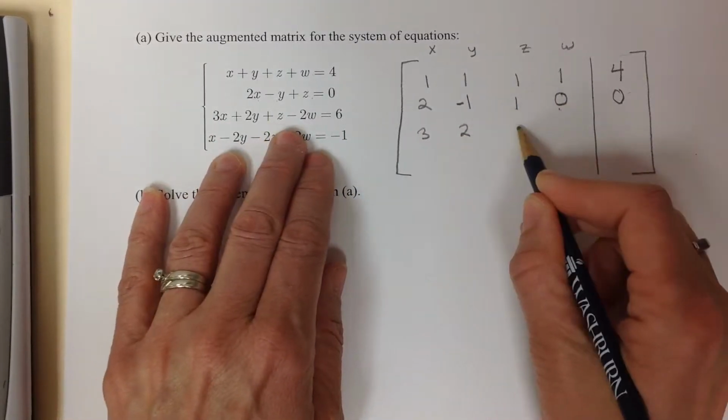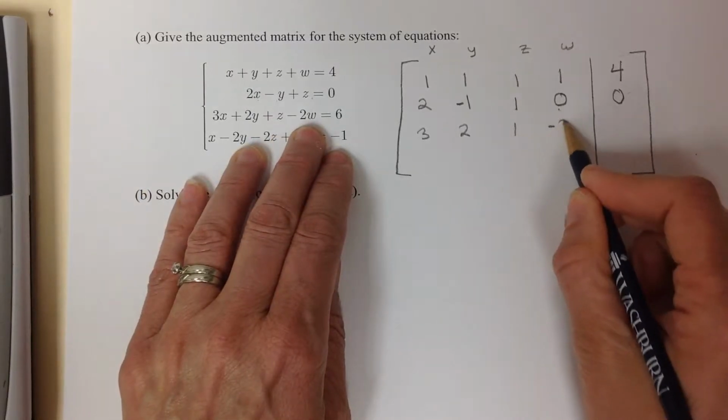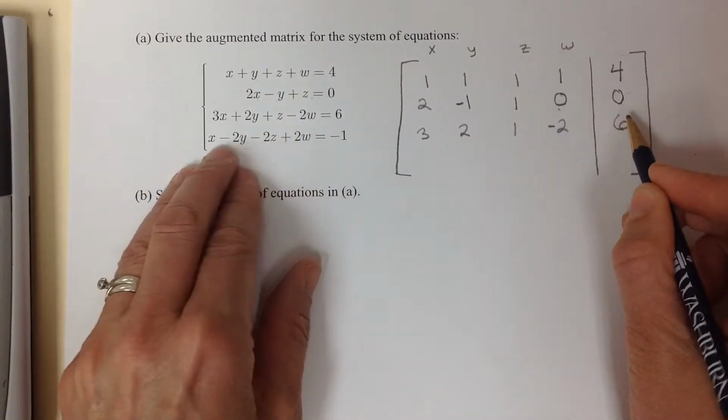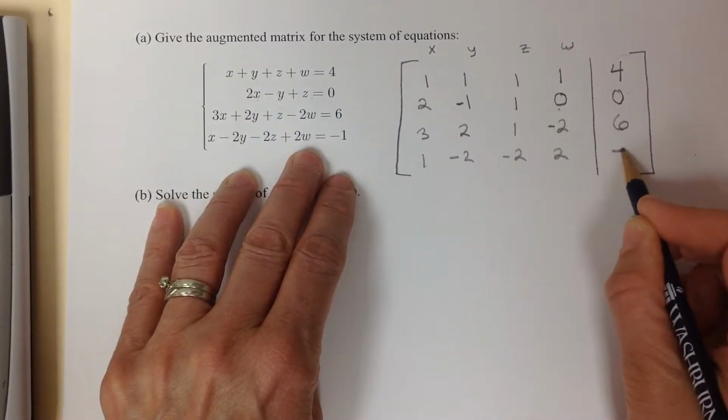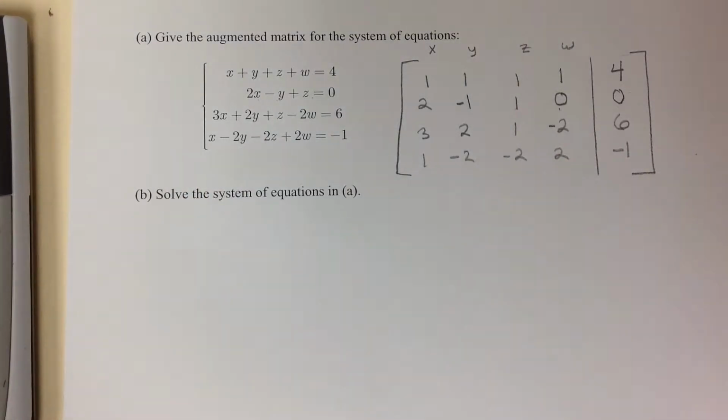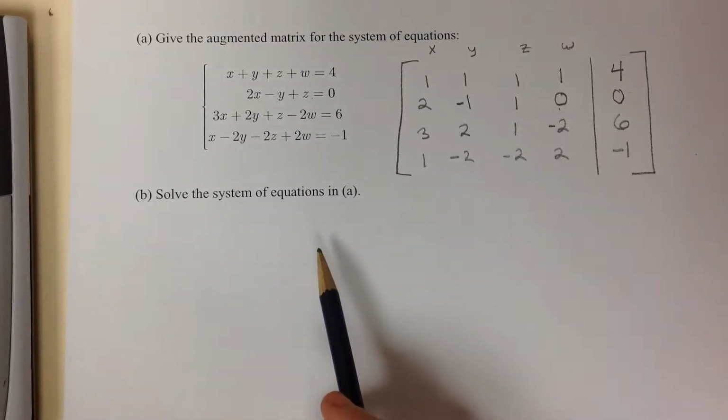Alright, now the last two. 3x, 2y, 1z, -2w, 6; 1, -2, -2, +2, -1. That's the augmented matrix.